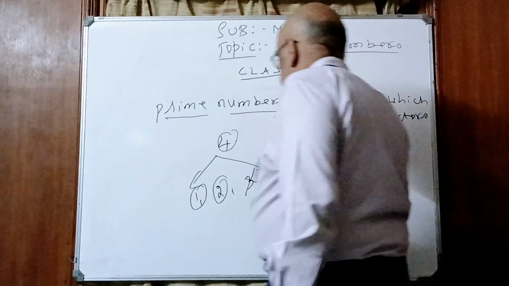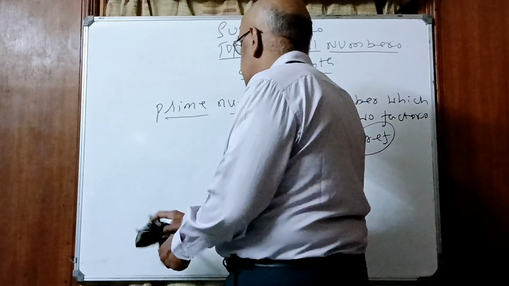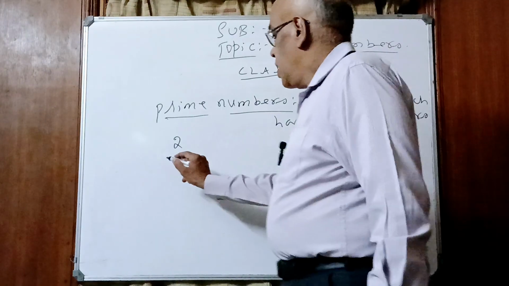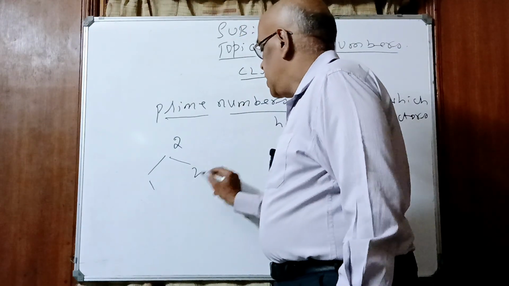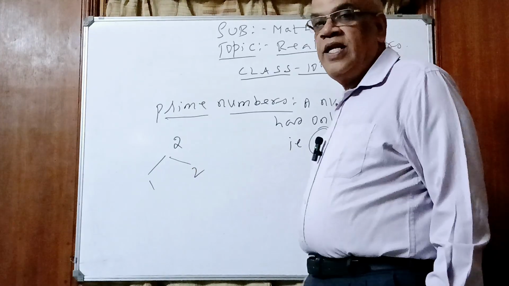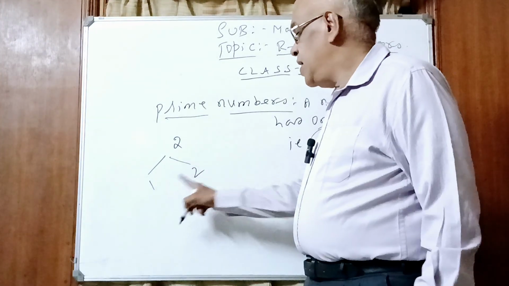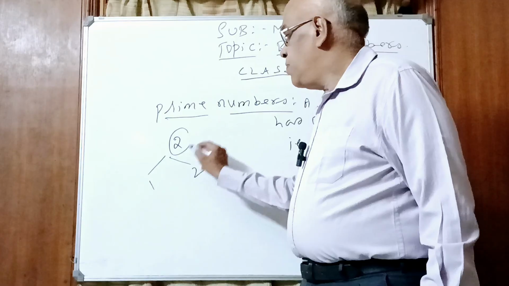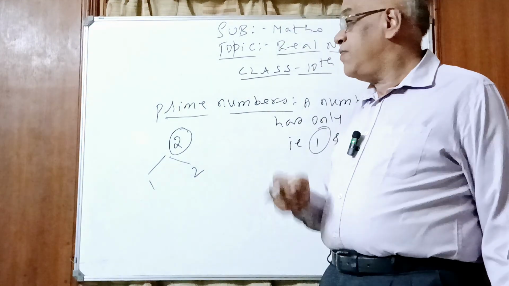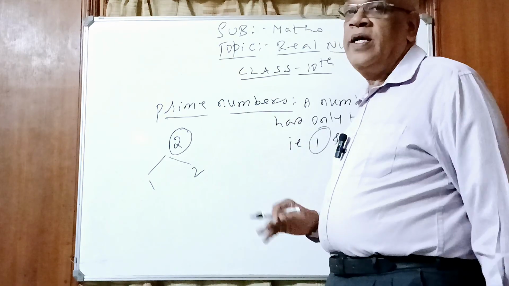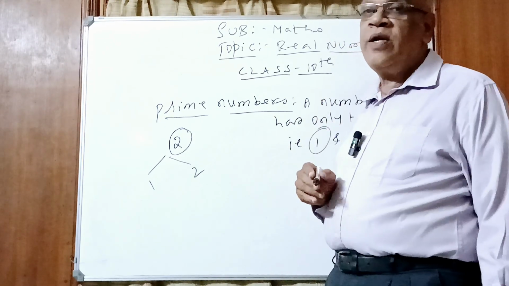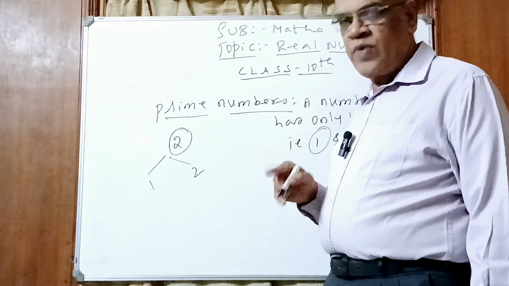So now come to the next number, 2. 2 is a prime number. Let us check. Is there any number between 1 and 2? No. So 2 has how many factors, children? Only two factors, 1 and itself. So it is a prime number. It is the first prime number, and it is the only even prime number. All other even numbers are not prime numbers. We will discuss that.